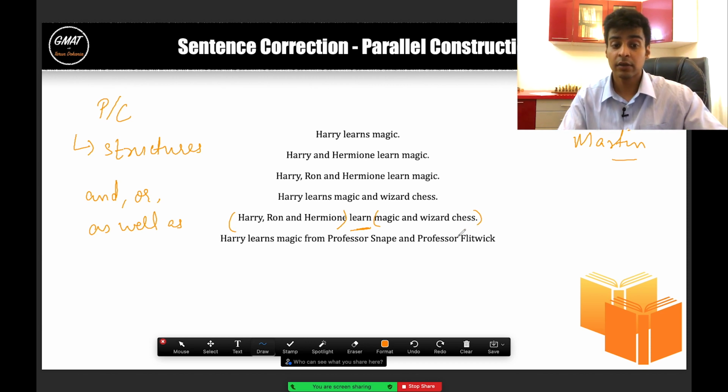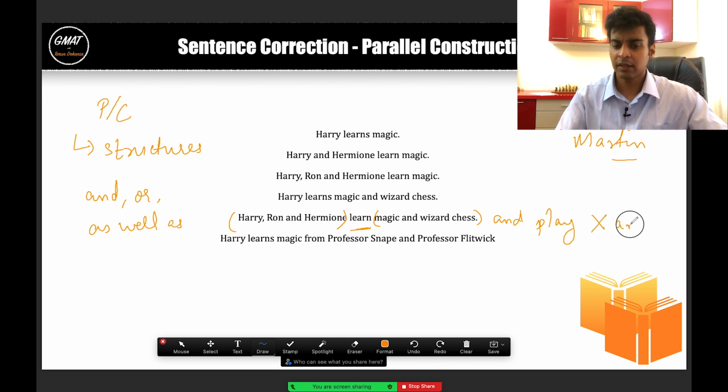Harry, Ron, and Hermione learn magic and visit chess and play Quidditch and visit chess. That's also good. So there learn, so if I would just add and play, let's say 2 games, it doesn't have to be anything in particular, X and Y. This is still a sentence, the full stop would obviously not be there.